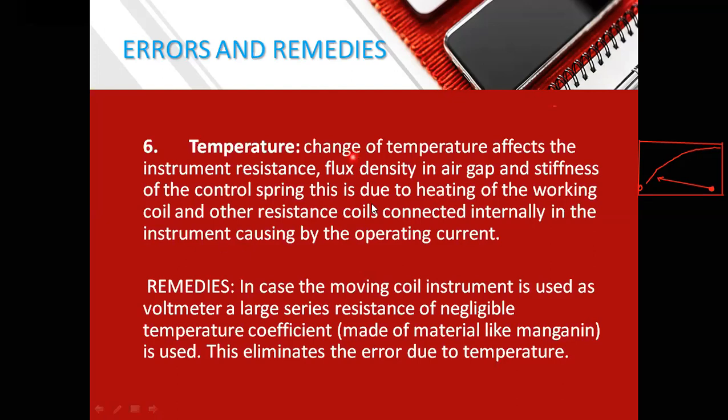So to reduce this temperature error, in case a moving coil instrument is used as a voltmeter, we use a large series resistance of negligible temperature coefficient, like manganin. So in case of a voltmeter, we use series resistances, and there we have to use manganin. The same usage of copper alloys like manganin will reduce temperature error as well as the thermoelectric error that we have seen earlier. So this is going to eliminate error due to temperature.